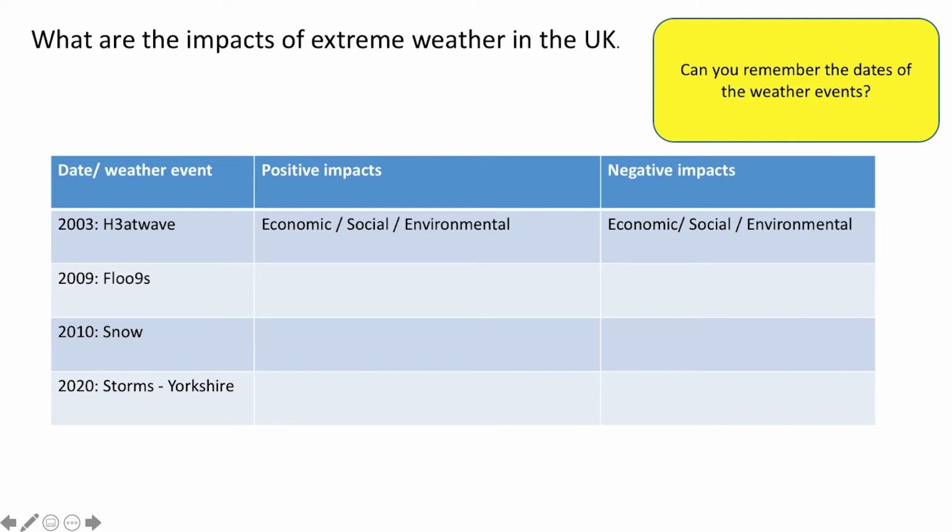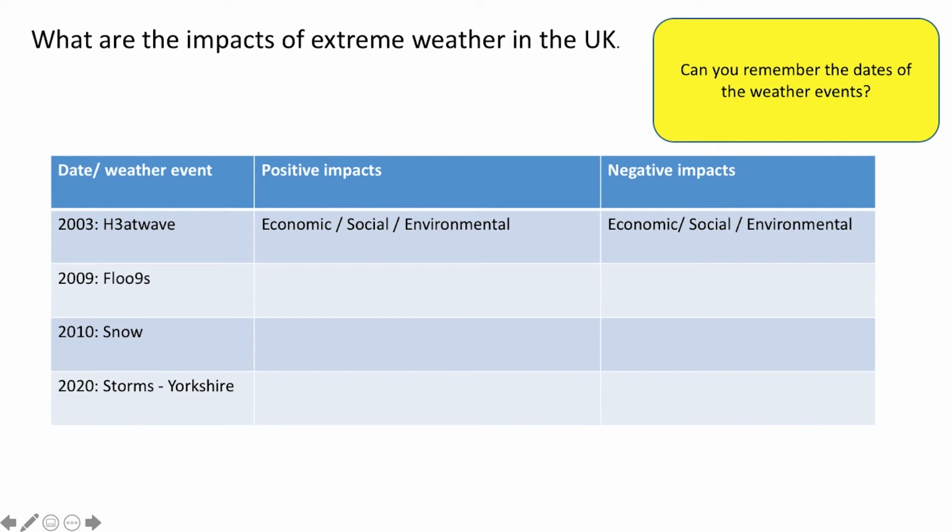So in 2003, there was a heat wave. What were the positive impacts? On the economy, tourism in the UK, people having staycations, people staying at home, people visiting the beach, buying ice creams, having a beer in the pub after work, all had an economic impact. Environmentally, people's gardens might have blossomed earlier, crops might have grown better, salad crops, plants, flowers.